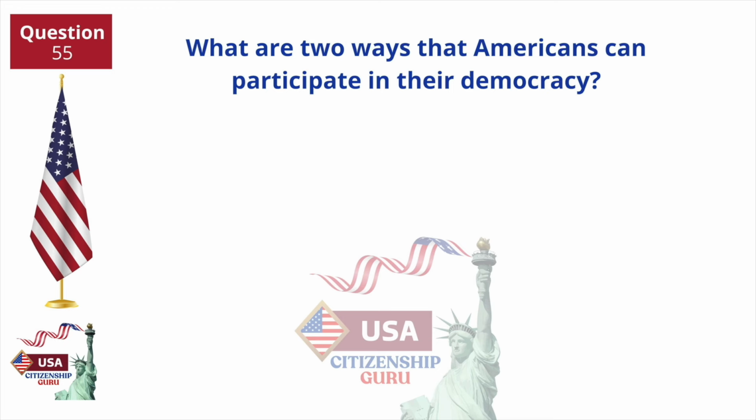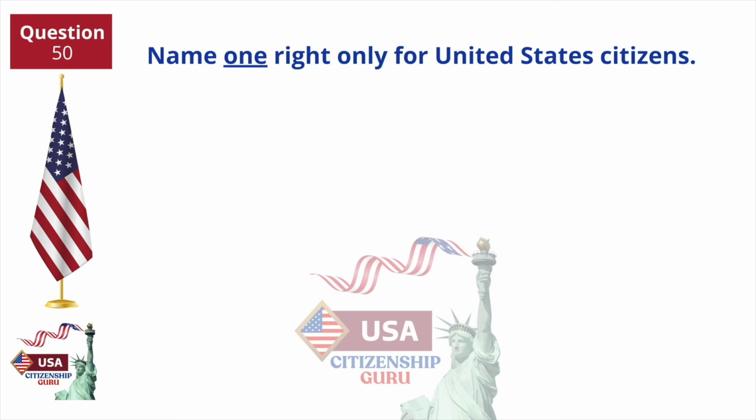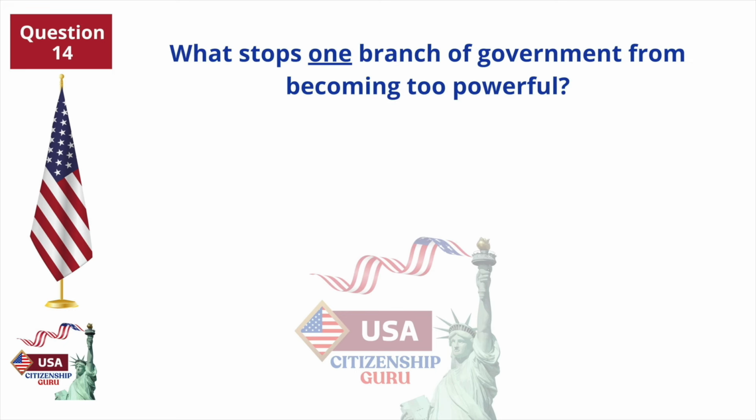What are two ways that Americans can participate in their democracy? Vote. Join a political party. Name one right, only for United States citizens. Vote in a federal election. What stops one branch of government from becoming too powerful? Checks and balances.